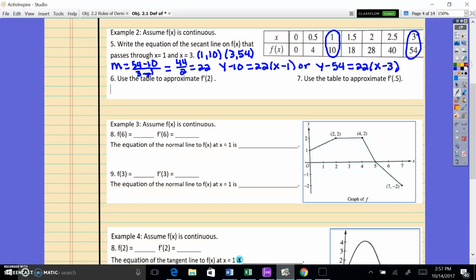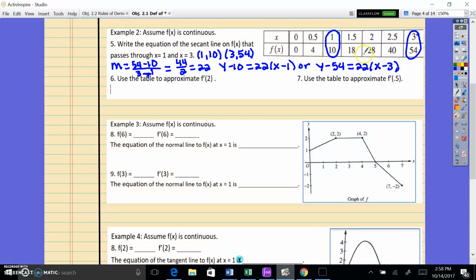The next question asks you to approximate f prime of 2. If you notice, f prime was not given. So we need to find the derivative at this point. Now, I can't really say (28 minus 0) over (2 minus 0) because that would be the average rate of change over the interval 0 to 2, and I need the instantaneous. I also cannot pick a number really close to 2 because the only numbers I have are what's given.